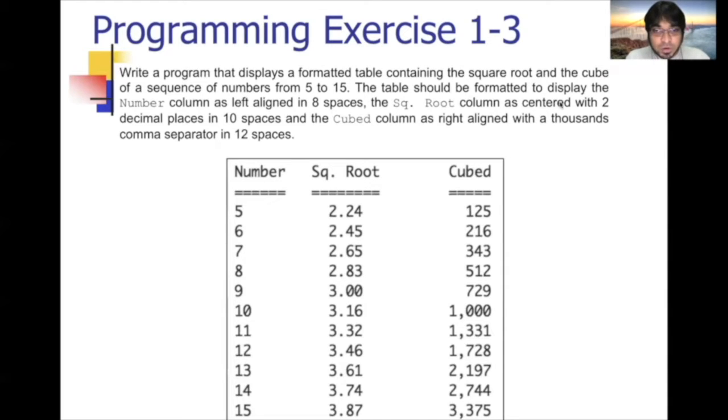The table should be formatted to display the number column as left aligned, 8 spaces, the square root column as centered with 2 decimal places, this is important, in 10 spaces, and the cubed column as right aligned with a thousands comma separator in 12 spaces. So these are the things that we have to be mindful about. And with that in mind, let's go ahead.